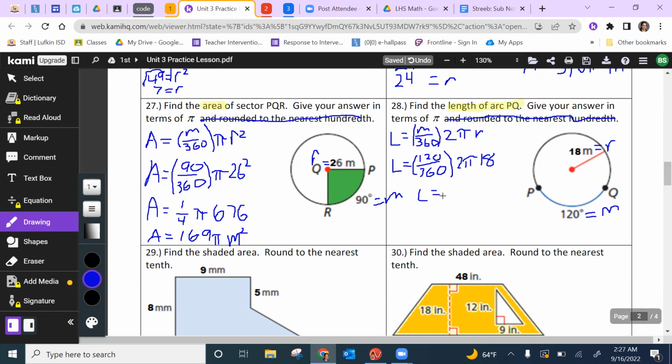And 120 divided by 360 is 1/3. And 2 times 18 is 36. And 1/3 times 36 is 12. So we've got 12 pi meters.